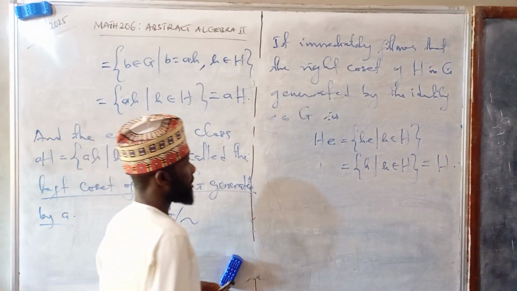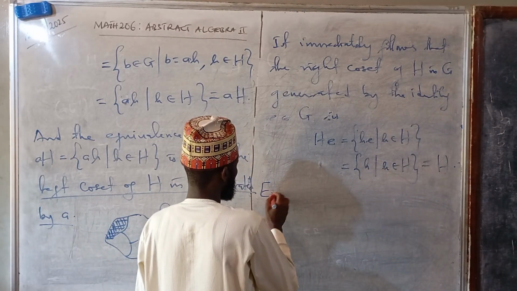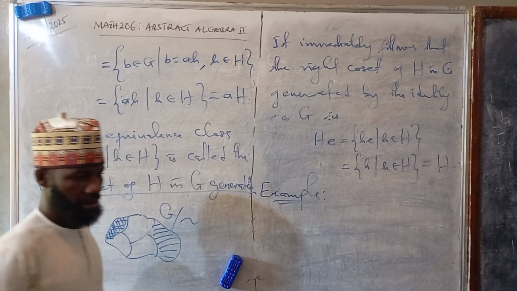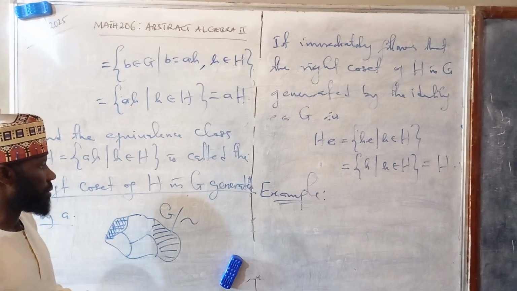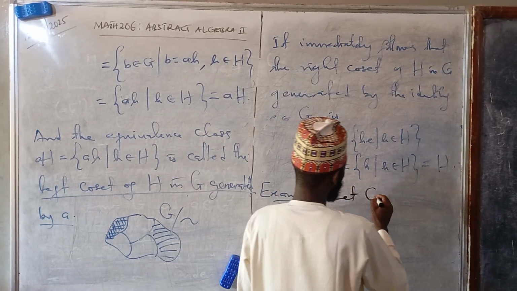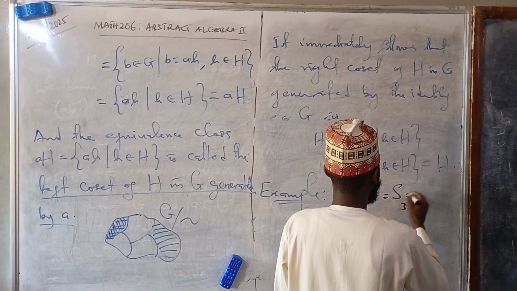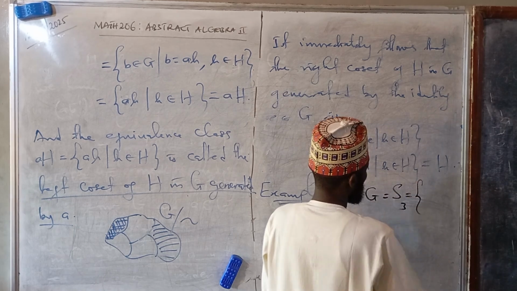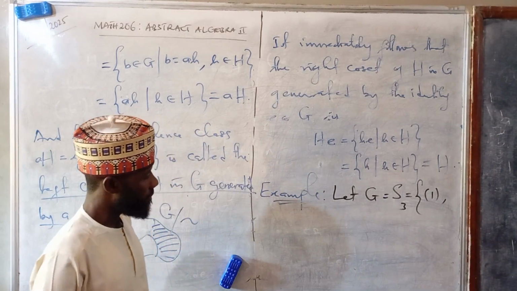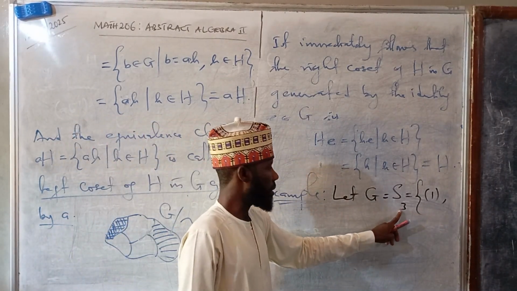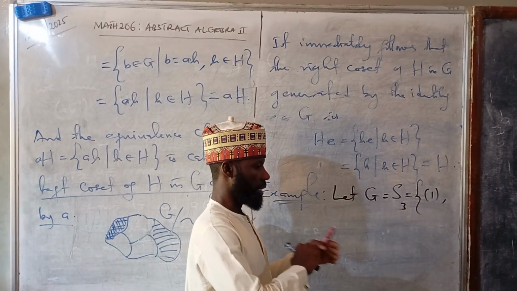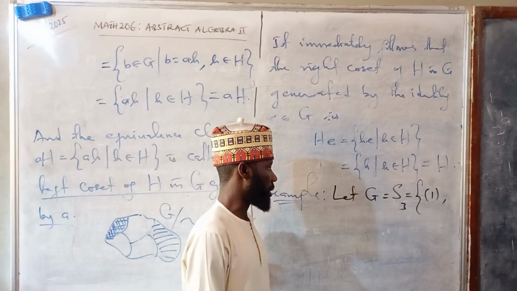Before I prove the next result, let me just give you an example. But this time around, you have to recall what the symmetry group is. We will take G to be the group S3. This S3 is the symmetry group with this element 1, 1 being the identity permutation. So we have 3 objects. 1 is mapped to 1, 2 is mapped to 2, and 3 is mapped to 3. This is the linear notation or cycle notation for the permutation.